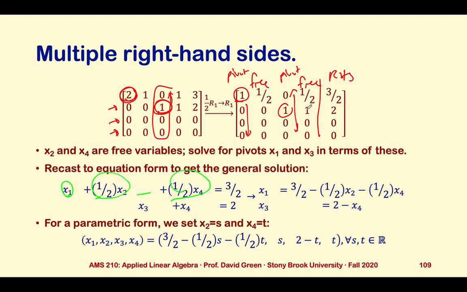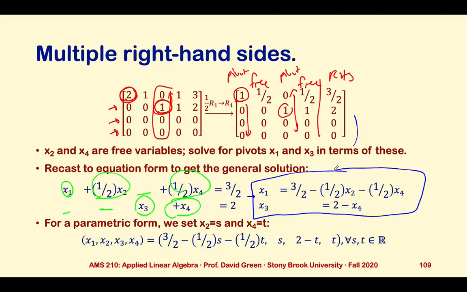The second equation reads as 0, so nothing in the x1 position, nothing in the x2 position, 1 times x3 plus 1 times x4 equals 2. Again, x4 is a free variable, so we express x3 in terms of that: x3 equals 2 minus x4. We're basically done. We have expressed our 2 pivot variables in terms of our free variables.